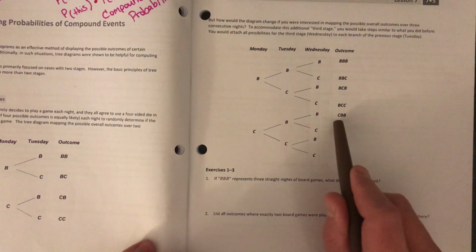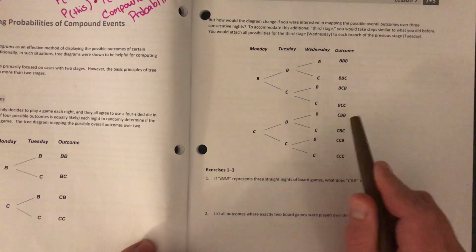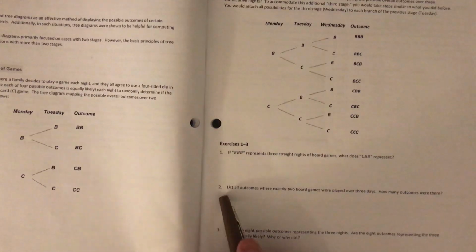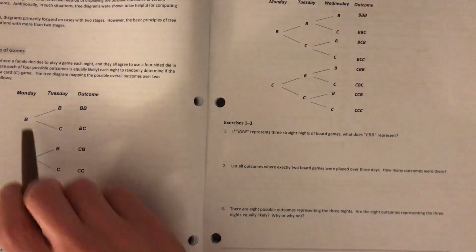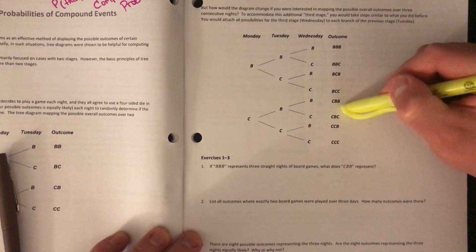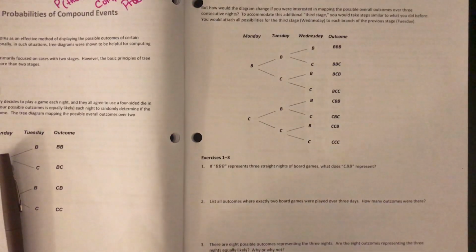I think you get the idea that that means they played card game on Monday, then board game on Tuesday, board game on Wednesday. Number 2, list all outcomes where exactly 2 board games were played over the 3 days. Okay, so I go back and I look at all my possible outcomes and I find the ones where exactly 2 board games were played.